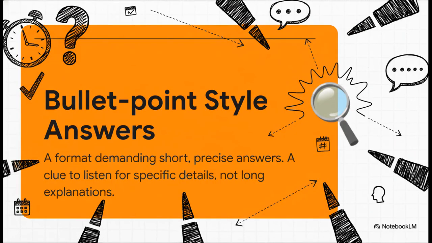And finally, we have the bullet point style answers. This is a massive clue. The format itself is practically screaming at you, telling you what to listen for. It's demanding short, precise answers, specific things like a name, a date, a number, a single important noun. It's not looking for a long, complicated explanation.